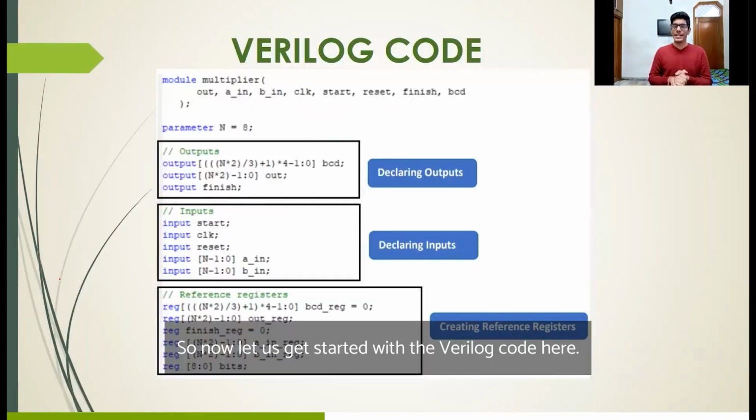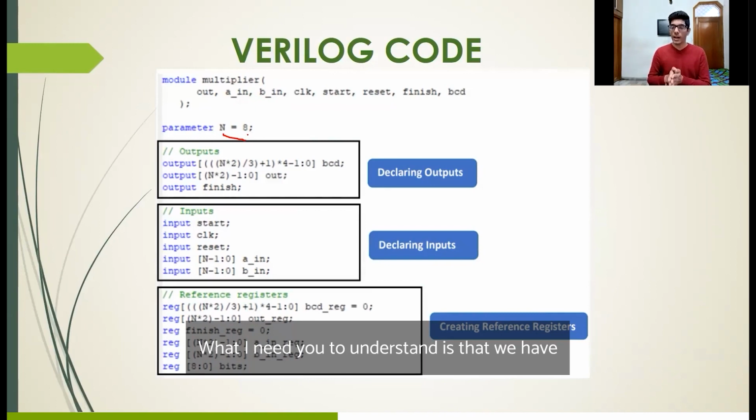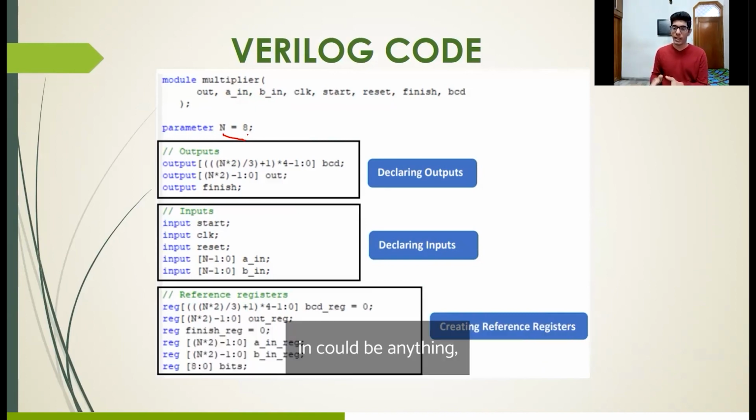So now let us get started with the Verilog code. Here we have parameterized n as 8. Now what I need you to understand is that we have made a generalized n-bit multiplier, and here n could be anything, 8, 16, 32, 64, 128. But for the sake of understanding, I have here taken n as 8, right?